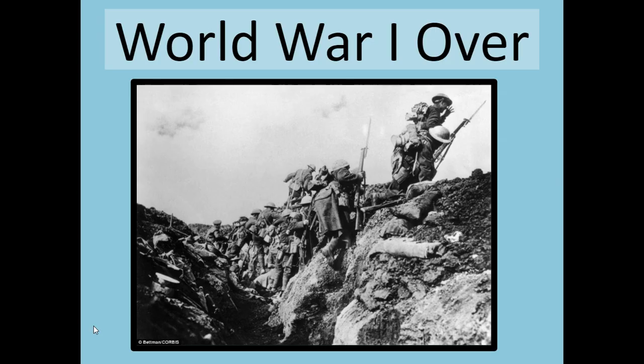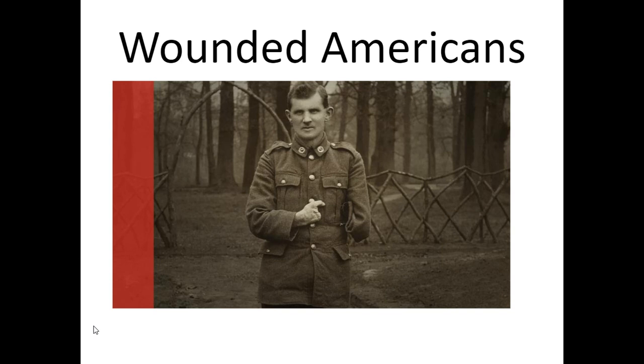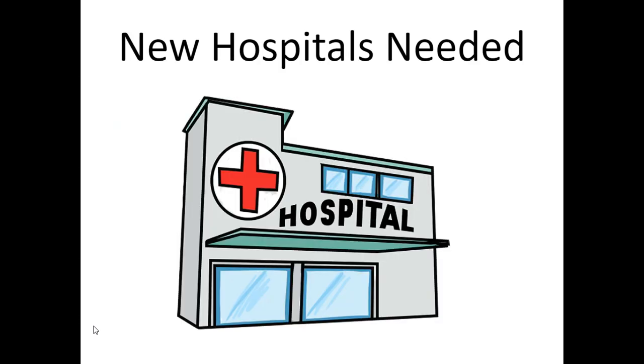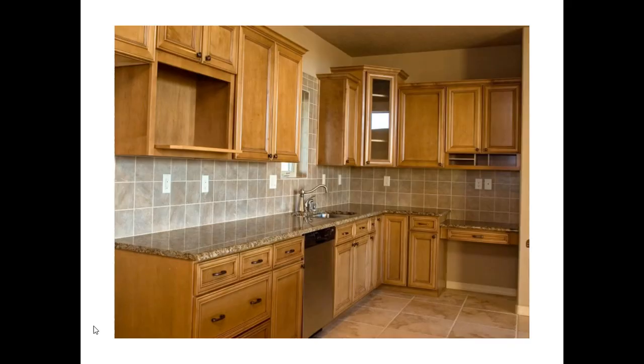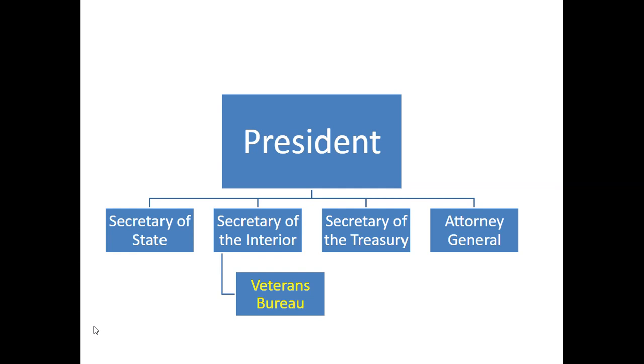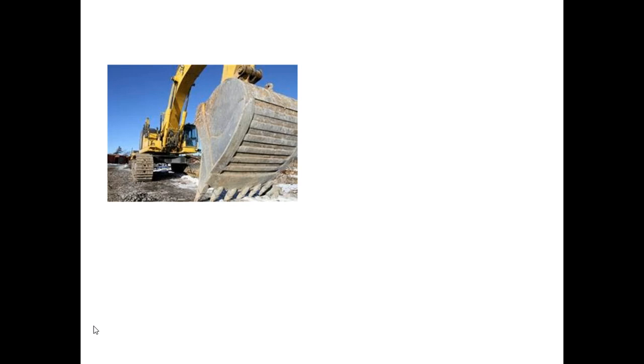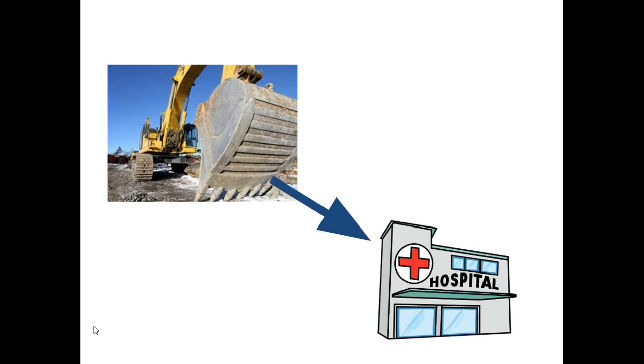Scandal number 4, in 1920, World War I was over, but there were lots of wounded Americans, and they needed the services of hospitals once they got back to the U.S. Charles Forbes, who wasn't in President Harding's cabinet, but did work for the Secretary of the Interior under the Veterans Affairs. So once again, Charles Forbes ran the Veterans Bureau, which indirectly worked for Harding, and they needed to build a ton of hospitals for these World War I veterans that were coming home.